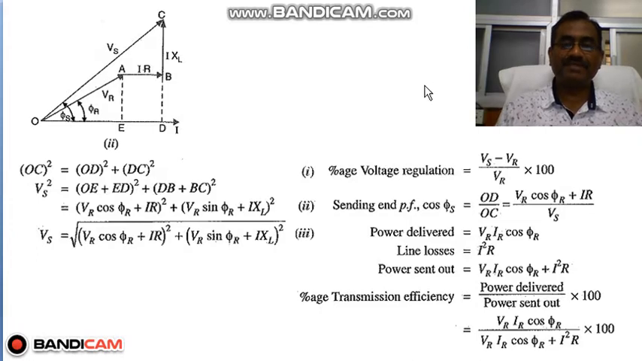Let us continue with our discussion on the short transmission line. Here the current is taken as a reference. As the load is inductive in nature, the voltage at the receiving end leads the current by an angle phi r.